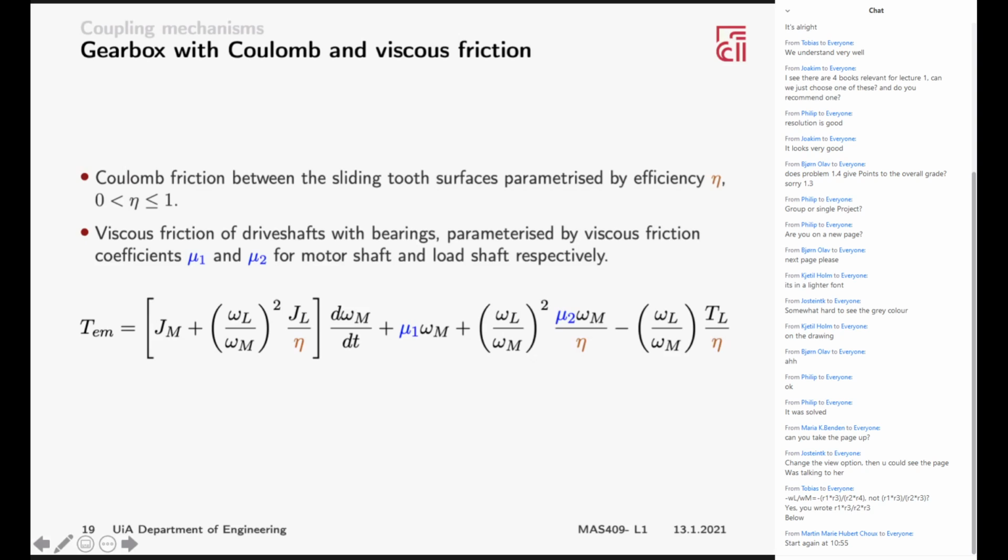So for non-ideal gearboxes, it means that we will have some friction between the sliding tooth surfaces, and we can use an efficiency coefficient eta, which is between 0 and 1. If eta equals 1, it's ideal. If it's less, it's not. And then we can also add some viscous friction on each side of the gearbox, parameterized by mu1 and mu2. These are the viscous friction for the motor shaft and for the load shaft, respectively.